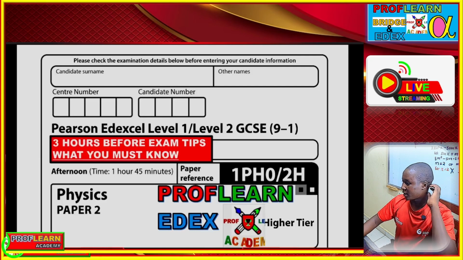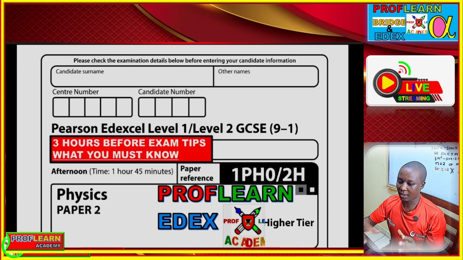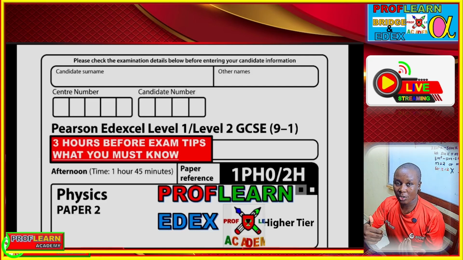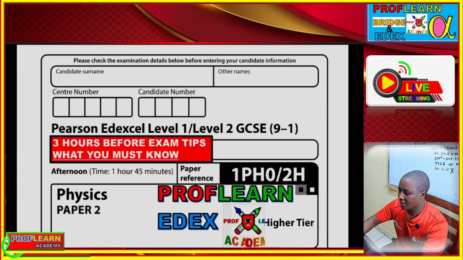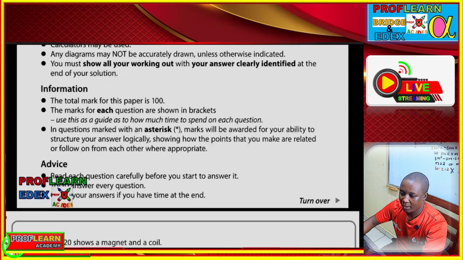Mostly the physics concepts are quite related, but this is more curated for the GCSE Paper 2 students. I cannot tell you that physics is any different. The concepts are just the same. All right, so let's get started from the first part.